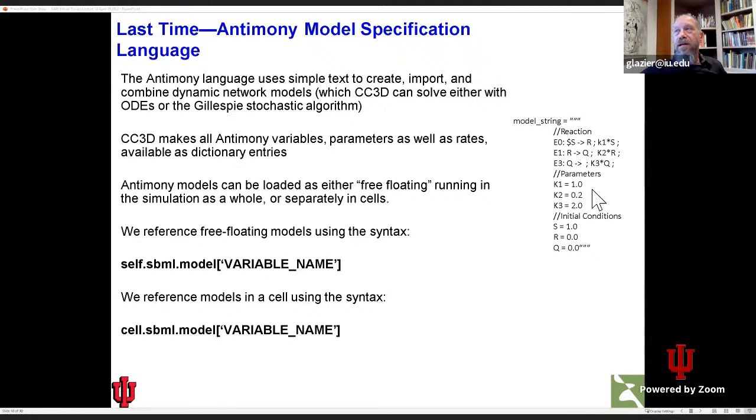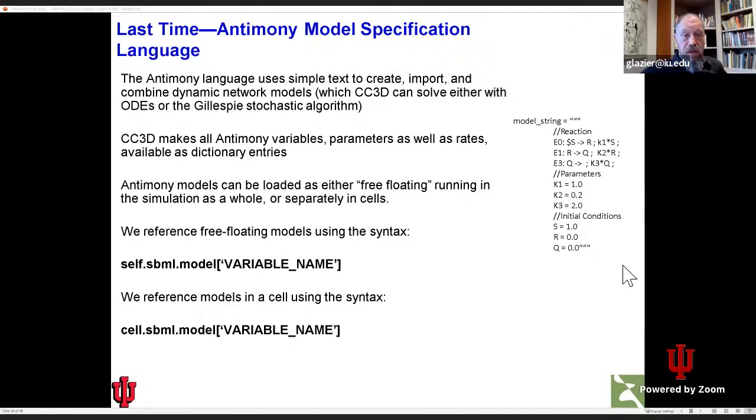But the basic idea is a named reaction, E0, colon, source, sink, rate. And that basic idea is pretty straightforward. We could have nothing going to R1. We can have disappearance, Q goes to nothing. But basically, something goes to something else is our basic idea. We need to specify parameters and initial conditions.